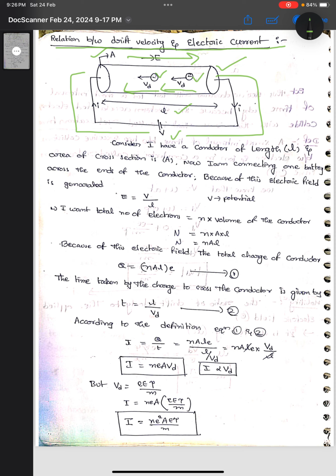So I mentioned here, electric field is equal to electric potential by length. This relation you have already studied in the second chapter, the relation between electric field intensity and potential difference, right?